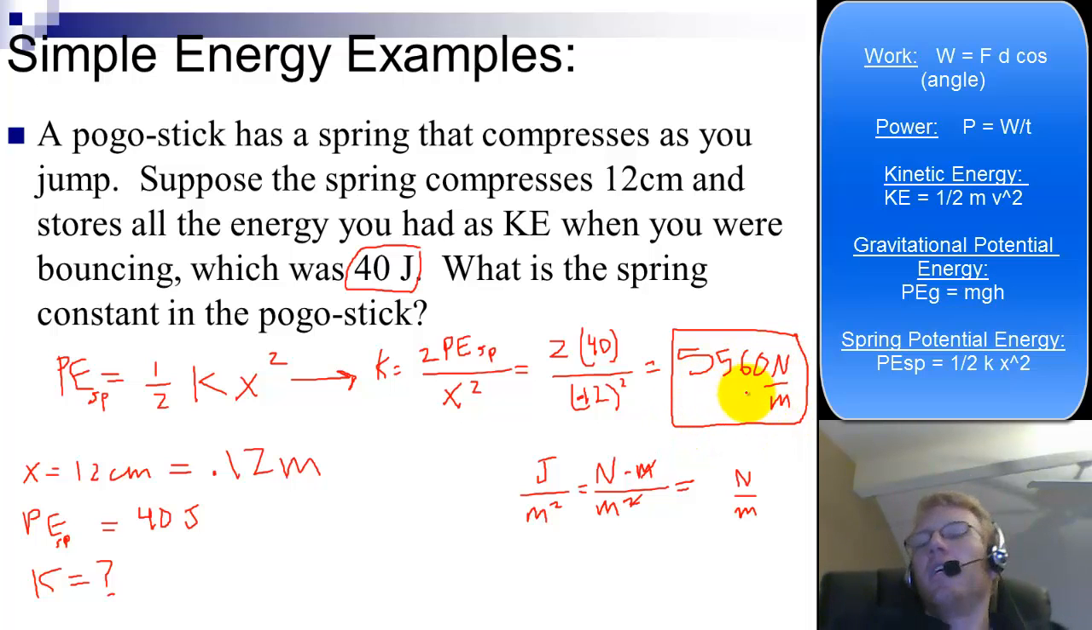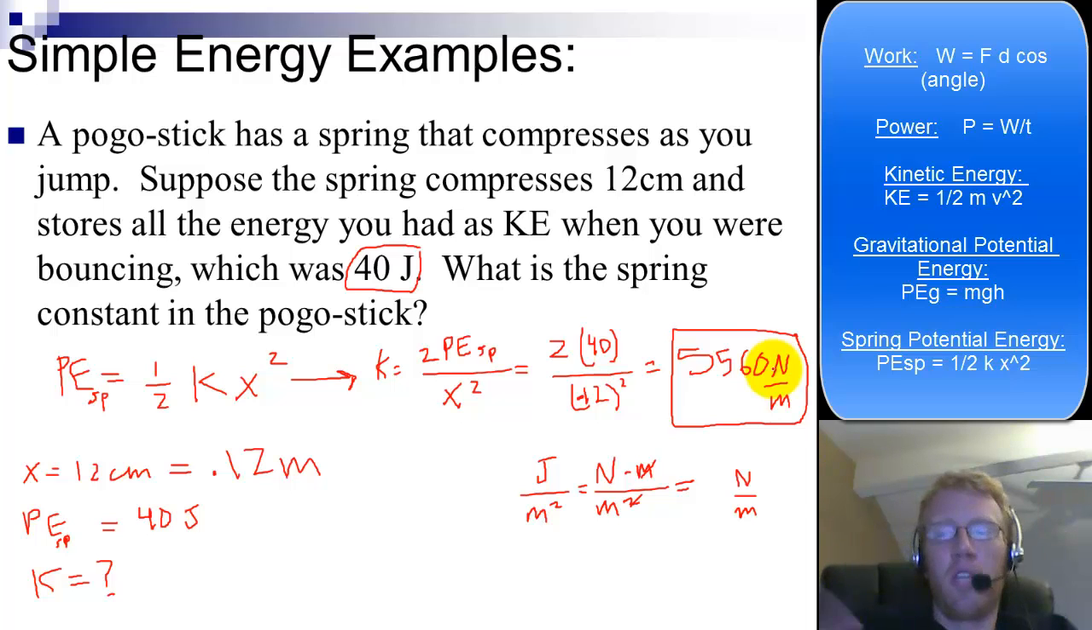What that means is, to stretch out this spring, or to compress this spring, by a distance of 1 meter, it's going to take a force of 5,560 newtons. So you might think, well, that's a lot of force, but 1 meter is a really long distance. I mean, if the entire spring is only this long, to stretch it out 1 meter, that's a really, really long distance. The spring is probably not made to stretch that far, so it's going to take a huge force.